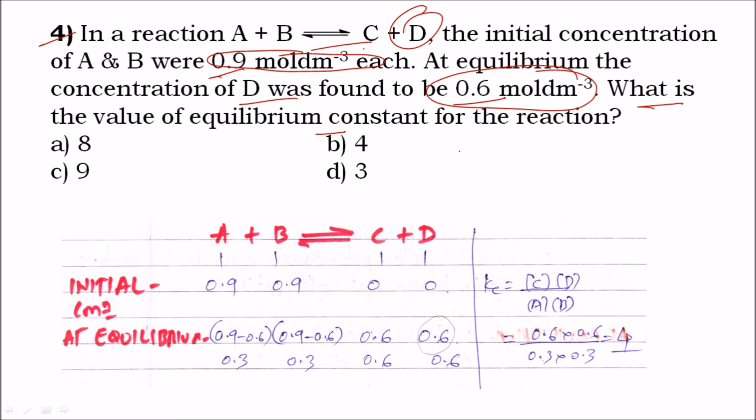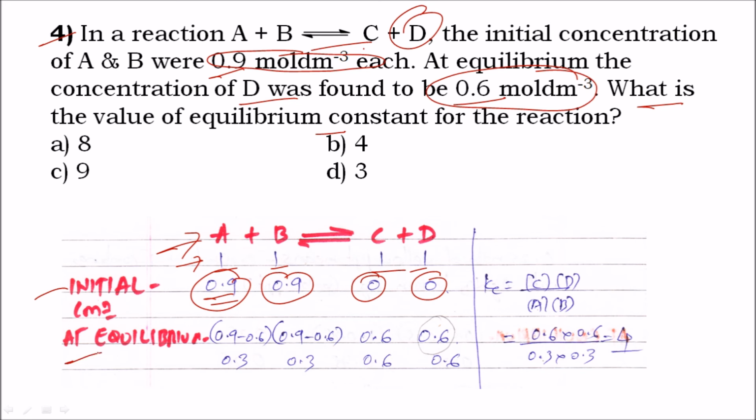So we need to find again the value of Kc. First we take the equation A plus B in equilibrium with C and D. The stoichiometric coefficients I have taken are all 1, 1:1:1:1. Initial concentrations given here: A is 0.9 and B is also 0.9. As no reaction has started, the concentration of products is 0.